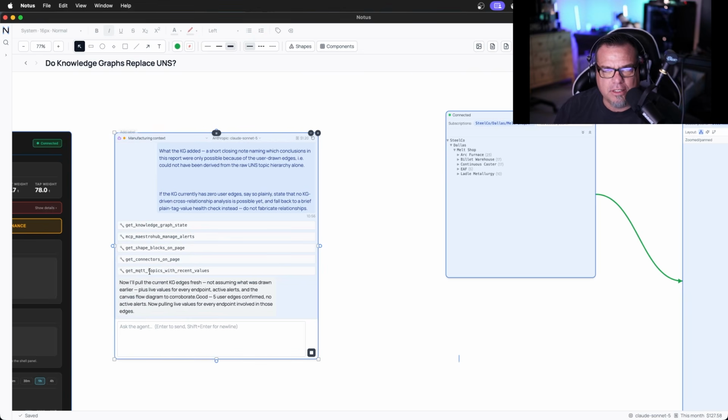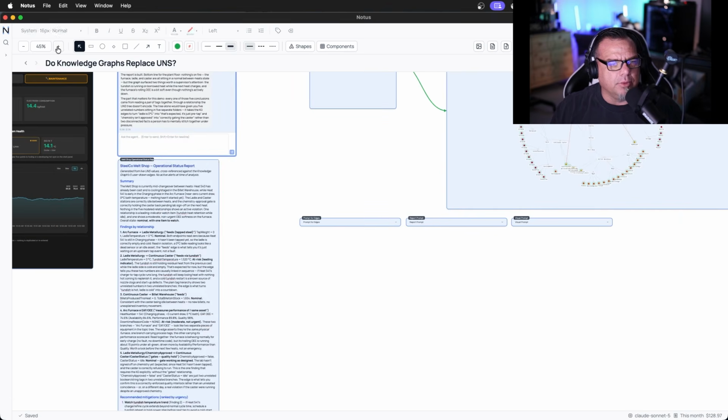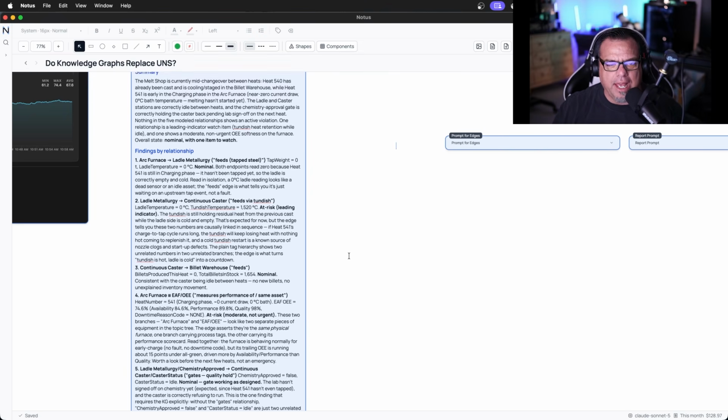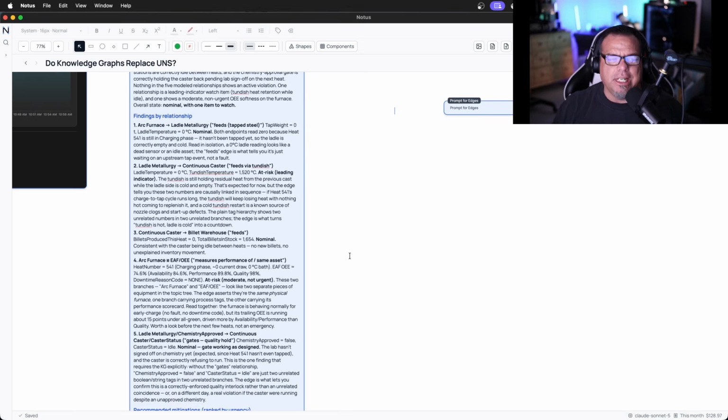Okay, so it's pulled data from the unified namespace, but it's also looked at the relationships. And now it's going to reason through those relationships using both current state and knowledge, combining them together to reason to a specific outcome. So let's go ahead and read our report real quick. Operational status report. The melt shop is currently mid-changeover between heats. Heat 540 has already been cast, and it's in the cooling stage in the billet warehouse. It's giving us current state, and now it's saying, here are my findings by relationship.